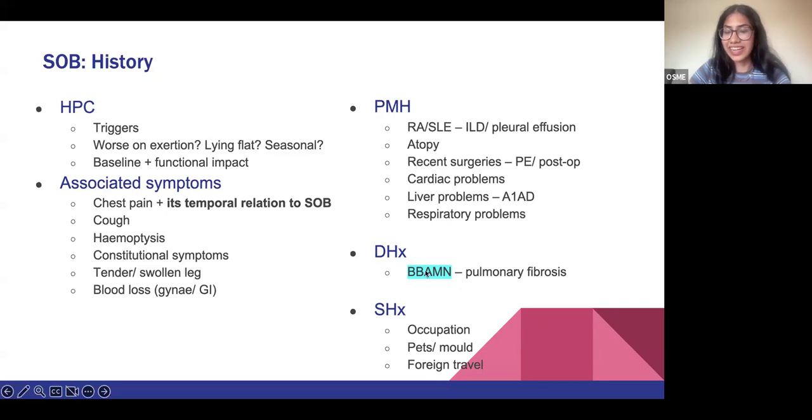Then for the drug history, I have a SOCSHIP question. I'm just going to check if it's the next one. No. Okay, so there are certain drugs that you can ask about that can cause pulmonary fibrosis, and when we do the question, I'll go through the list.